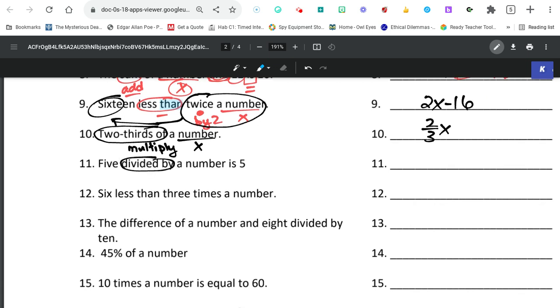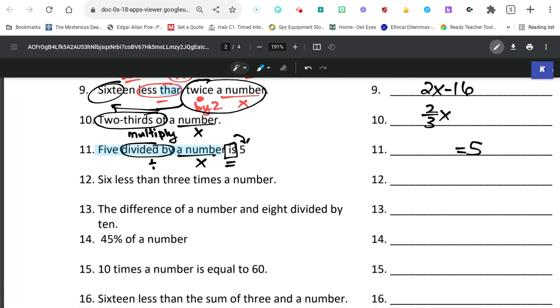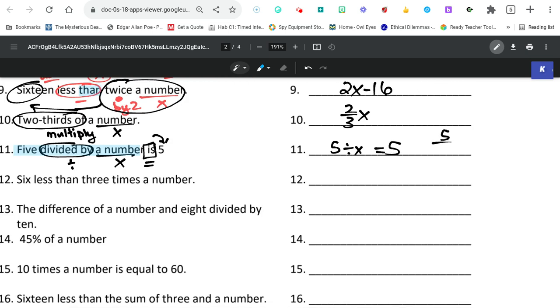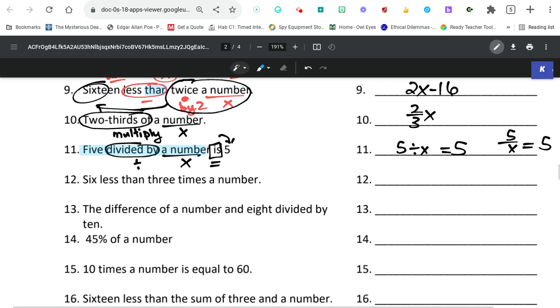Number 11: 5 divided by a number. Divided by means divide. A number is X. Is means equal. This is the equation, and I know it will equal 5. So I just need to worry about this side. So how do I write 5 divided by X? Well, you can do it this way, or you can do it this way. That's it. No turnaround phrases, so write it like you read a book, left to right. I see 5 first, write 5. Then divide, then X.